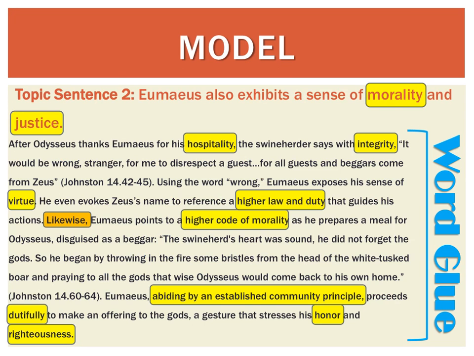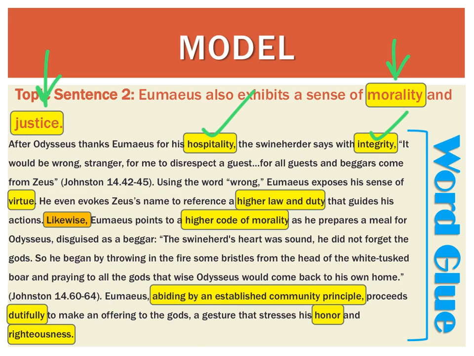So here's a body paragraph that develops topic sentence 2. So again, we're trying to be sure that we constantly glue back to these two ideas. And we're going to glue back to these ideas in the way that we analyze, explain, or elaborate upon our evidence, and in the way that we transition. After Odysseus thanks Eumaeus for his hospitality, the swineherder says with integrity, "It would be wrong, stranger, for me to disrespect a guest, for all guests and beggars come from Zeus."